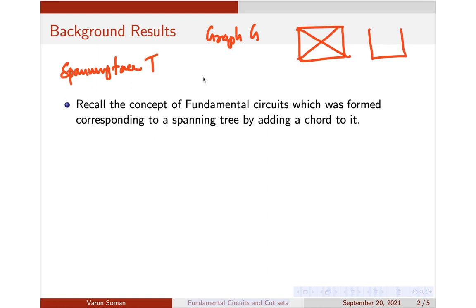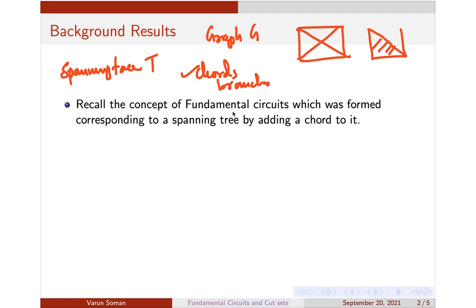Do you know what we mean by chords and branches? Branches are the edges of the given tree, and those edges which are not part of the spanning tree are called chords. So the fundamental circuit is a circuit which is obtained by adding a chord to the spanning tree. If I draw this one, you will get a fundamental circuit like this. That is what we mean by fundamental circuits.